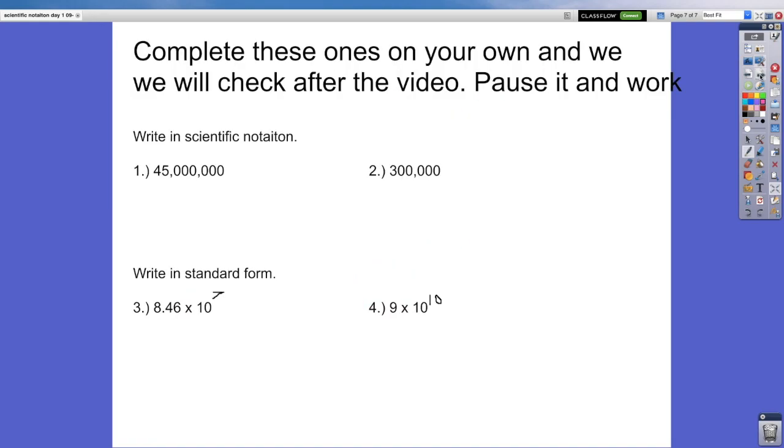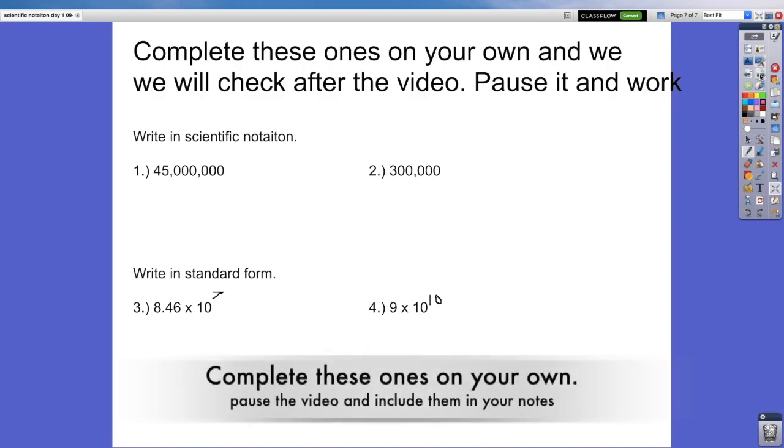All right. Complete these ones on your own. We'll check back after the video. Pause it and work it out. Okay, the first 2 you're going to do in scientific notation. The second 2 you're going to do in standard form. Okay, copy those in your notebook, and we'll come back together afterwards, and we will finish it up. Okay, I'm going to leave that up there for a few minutes so that you can see.